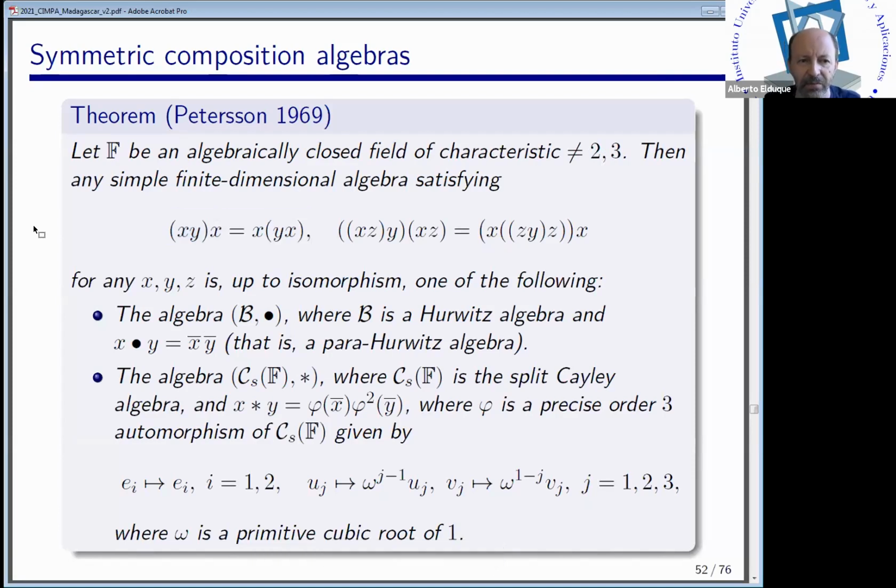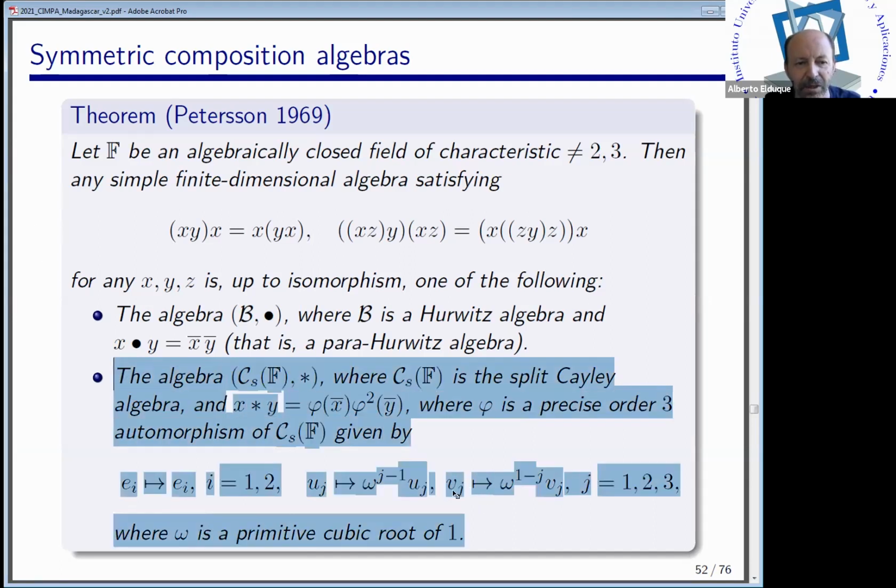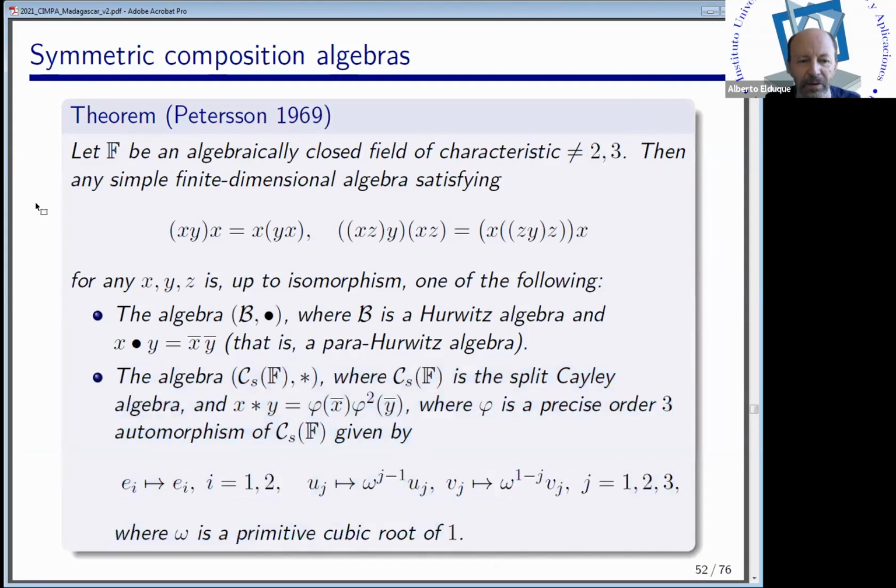And it turns out that if the field is algebraically closed of characteristic different from 2 and 3, the previous theorem gives us only two possibilities: Para-Hurwitz or Okubo. The Okubo algebra obtained from 3 by 3 matrices over the field, the original algebra of pseudo-octonions given by Okubo. Okay, so the outcome is that this algebra here in the second item of the theorem must be the algebra obtained by Okubo over an algebraically closed field.